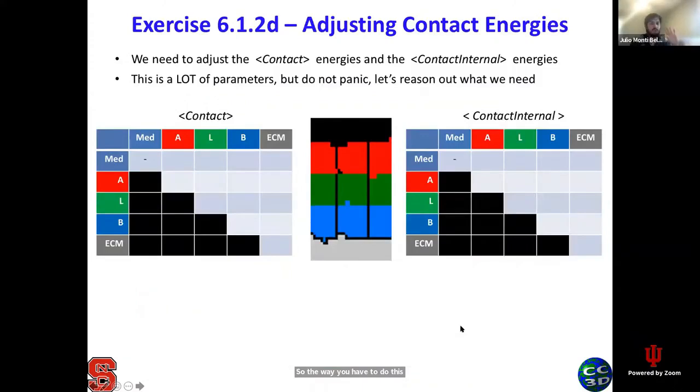you have to go into the contact energies and make a choice of what the contact energy should be. If you want to have a stable epithelium like this, what should the energies between the different cell types be, what should the energies internally be, and what should the external energies be? Choose those energy values here.